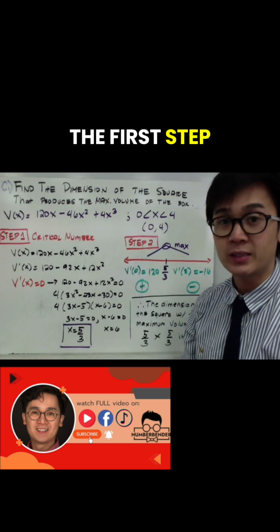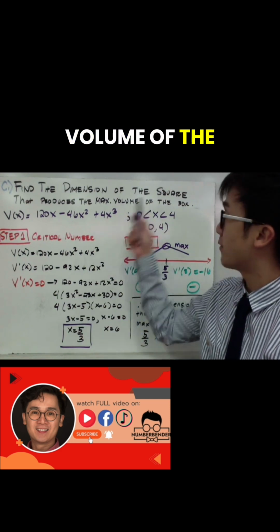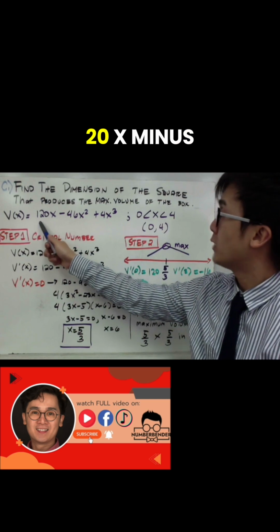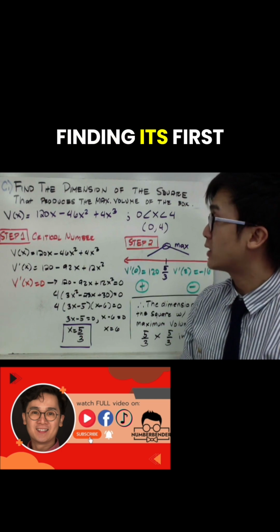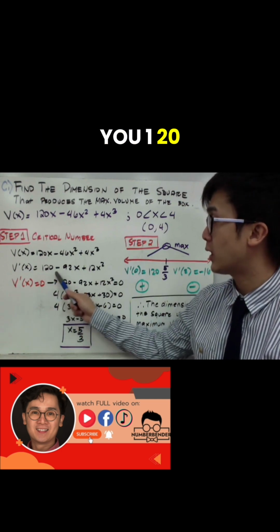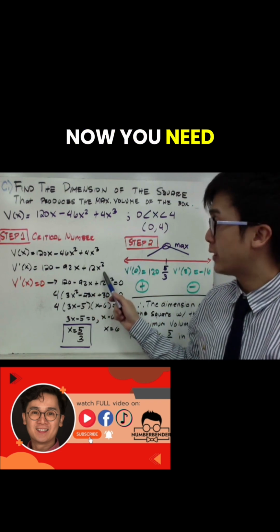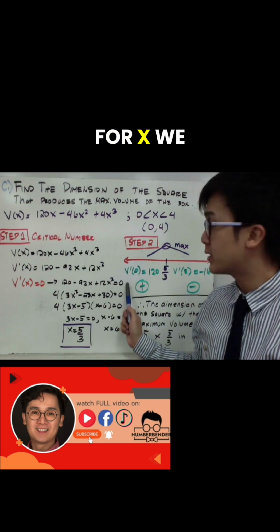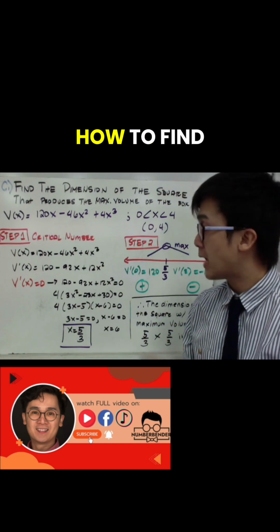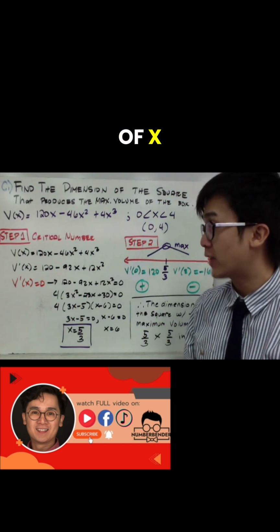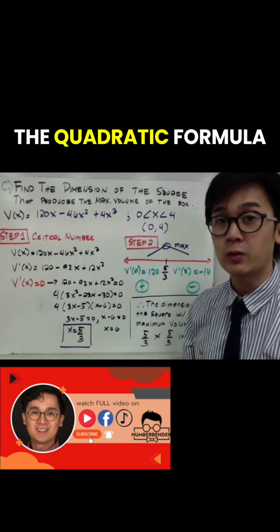So the first step is to find the critical number based off the volume of the square, which is 120x minus 46x squared plus 4x cubed. Finding its first derivative will give you 120 minus 92x plus 12x squared. Now you need to set it to 0, and to solve for x, we have a quadratic equation. Now, there are two ways on how to find the values of x for the first derivative. You can factor it out, or you can use the quadratic formula.